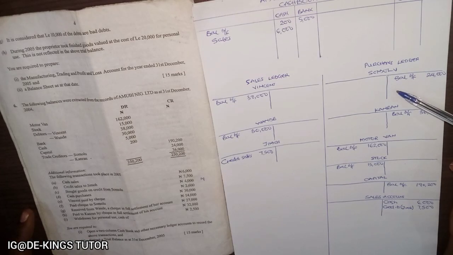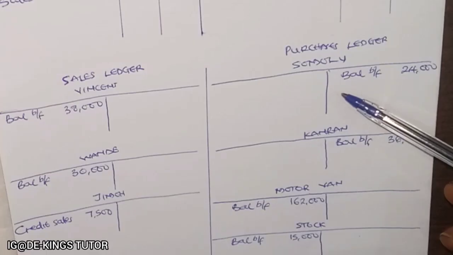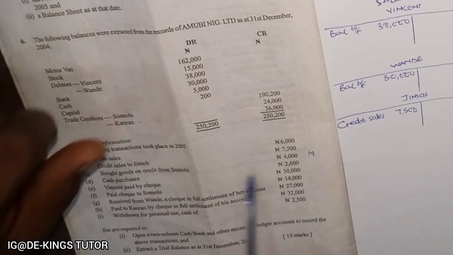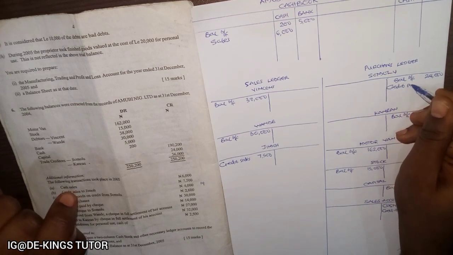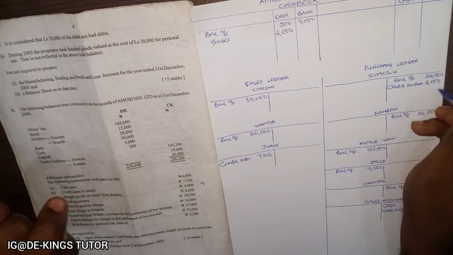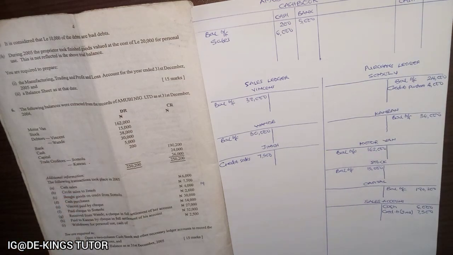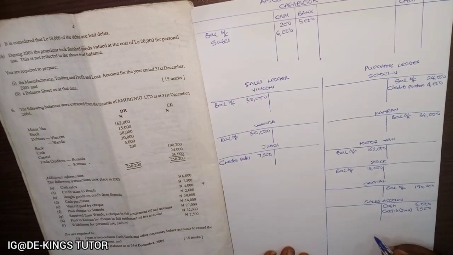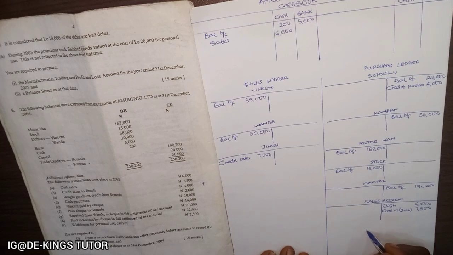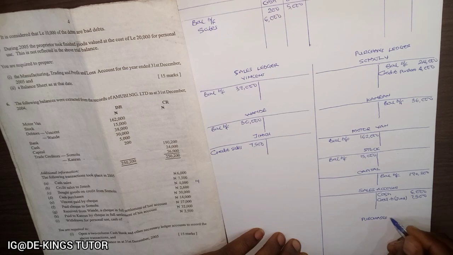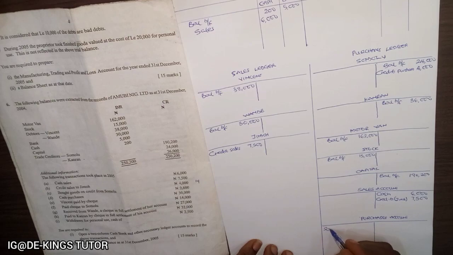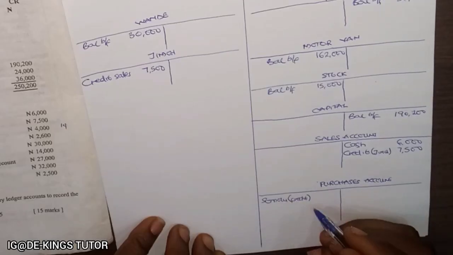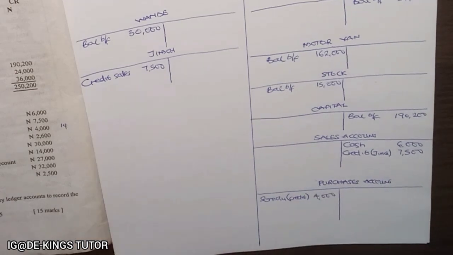The next one, bought goods on credit from Somolu, that is purchases on credit from Somolu. Somolu had a balance at the previous year, so they bought goods from Somolu 4,000. So that's credit purchase. We have credit purchases here, 4,000. The corresponding entry will come to the purchases account. So it will come here at Somolu, credit, 4,000. Okay, so that is that.